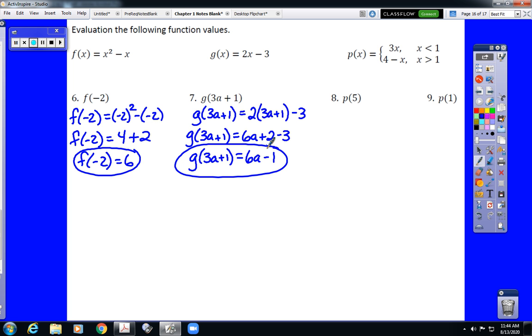8 and 9 deal with a piecewise function. So here it's very, very important that you're finding the correct piece. The top piece is for any x value less than 1. The bottom piece is for any x value greater than 1. You should notice that means that 1 is not in the domain of this function. Okay? So if they asked us what is p of 1, which they do on number 9, x equals 1 is not in the domain.